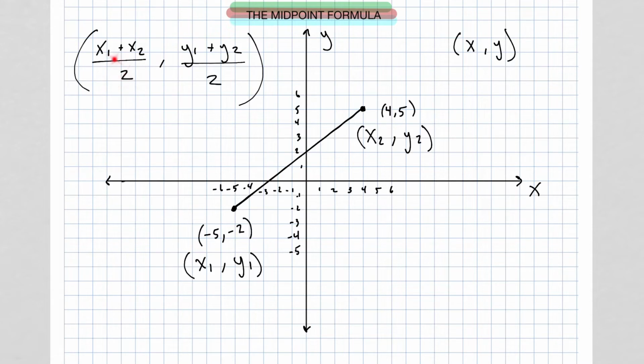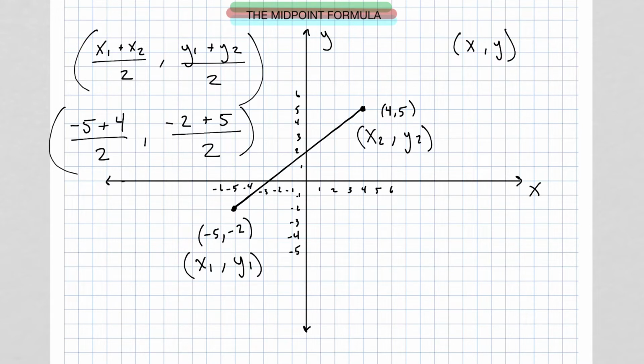We're just going to plug these into our key here, and that will tell us the midpoint. So let's go ahead and do that. We have x1 plus x2. x1 is negative 5 plus x2 is 4. We're going to divide that by 2. And then we have y1 plus y2. y1 we have negative 2, y2 we have 5, over 2.